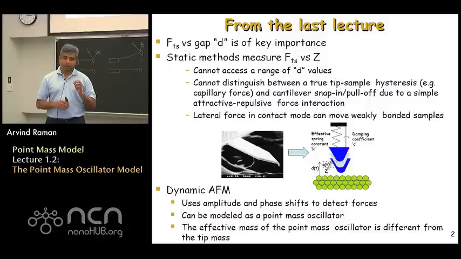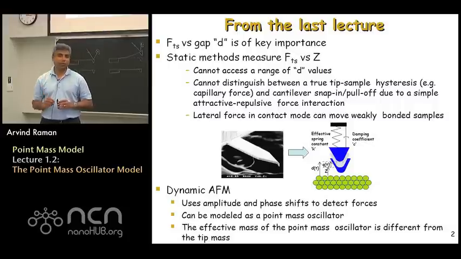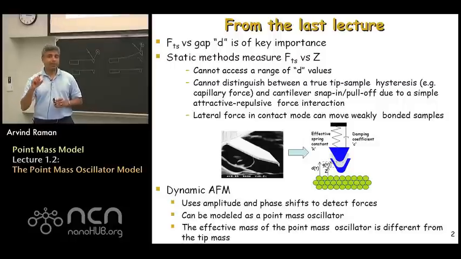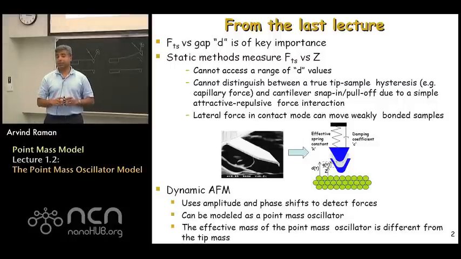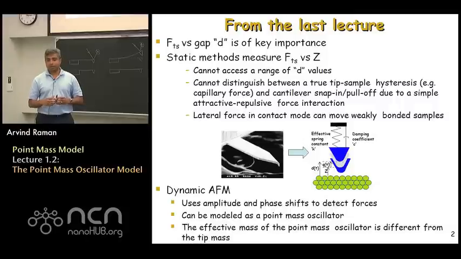So, in the process of doing this, it was clear that, for example, the effective mass of this point mass oscillator would not be equal to the actual mass of the tip of an AFM cantilever, but rather it would be some combination of the tip mass and something else that measures the distribution of mass along the length of the cantilever itself.